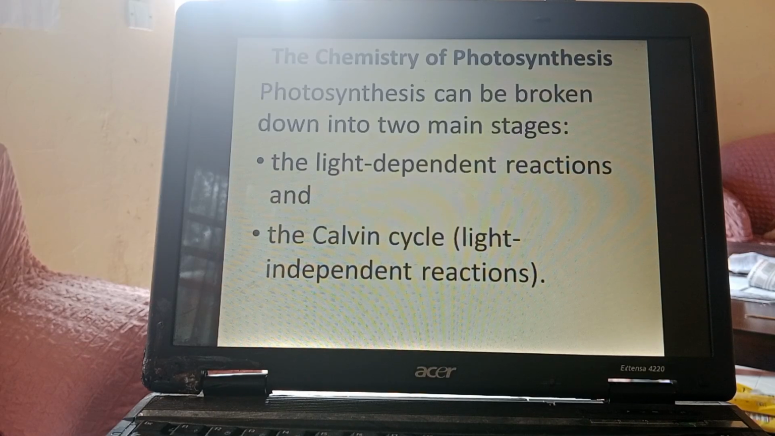Let's go straight to the chemistry of photosynthesis. The chemistry of photosynthesis. Photosynthesis can be broken down into two main stages: the light-dependent reaction and the Calvin cycle, or light-independent reaction.